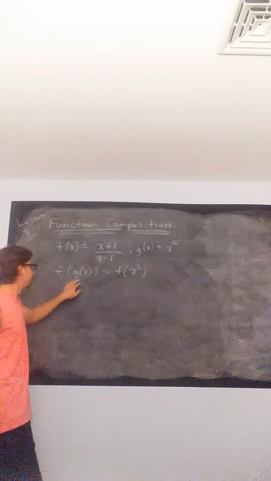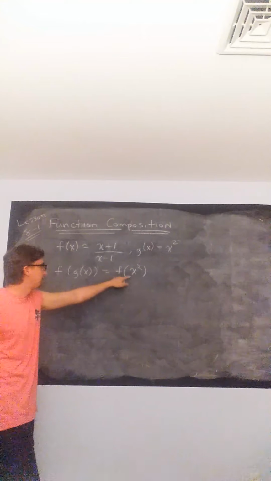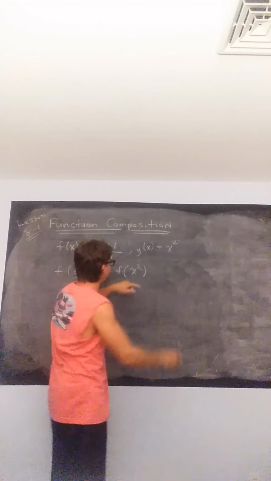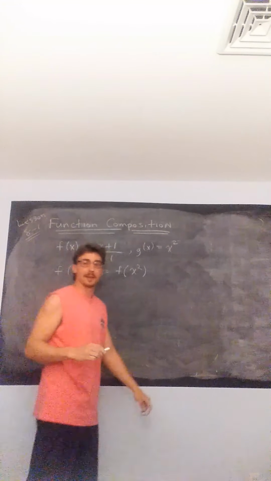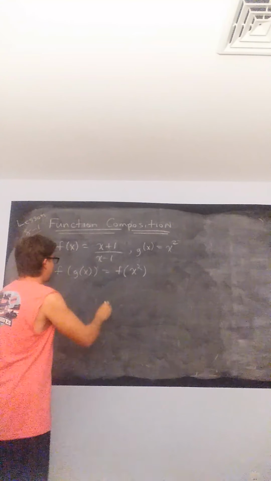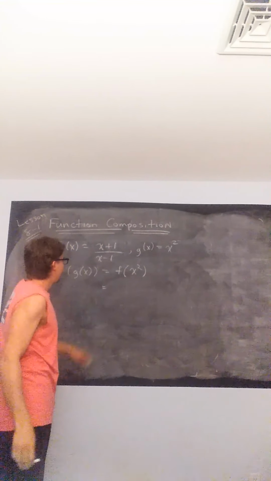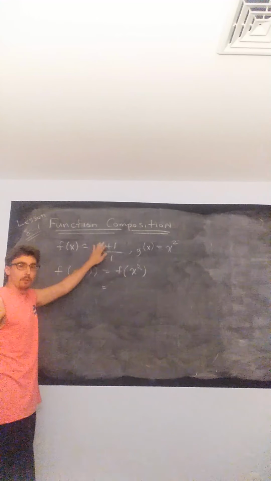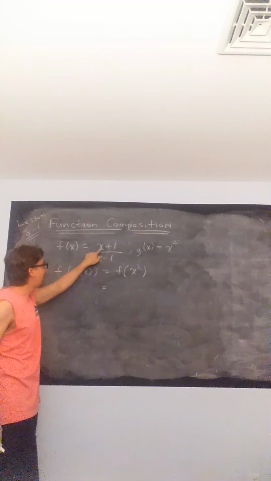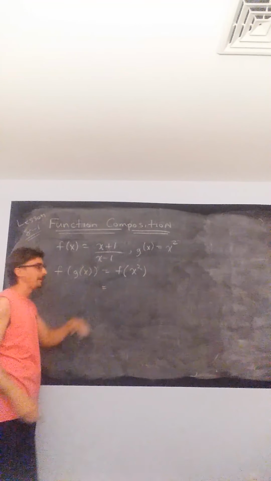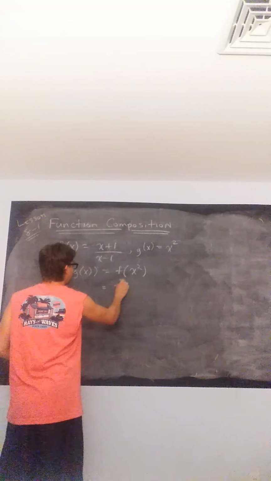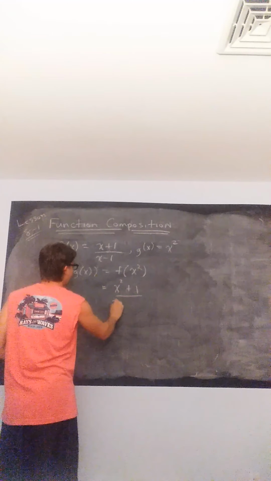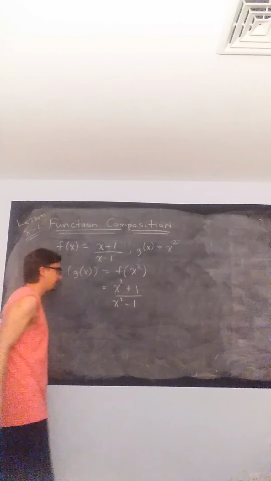So f of g of x, first step, g of x replaced with the x squared because that's what the g function is, given by x squared. Now, this is f of x squared. So this is your f function, this quotient, right? So everywhere you see an x in this quotient, you're going to slap in an x squared. So it's going to be x squared plus 1 over x squared minus 1.